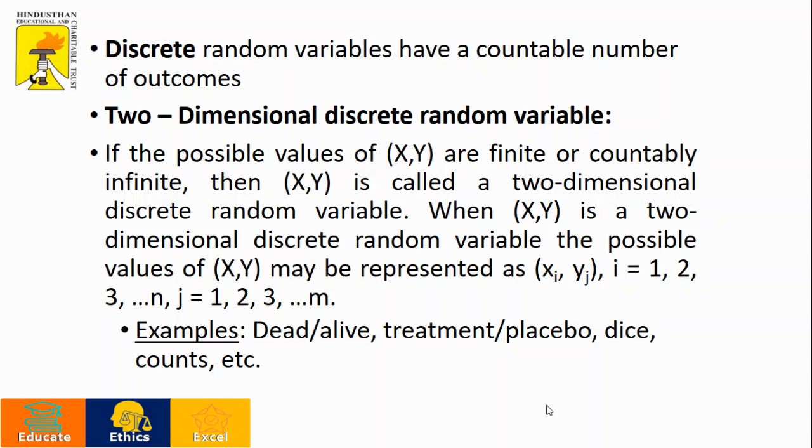When (x, y) is a two-dimensional discrete random variable, the possible values of (x, y) may be represented as (xi, yj), where i varies from 1 to n and j varies from 1 to m. The examples of two-dimensional discrete random variables are dead and alive, tossing a dice, etc.